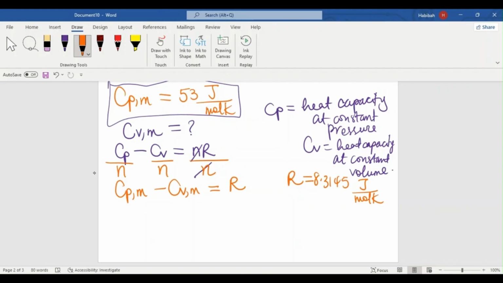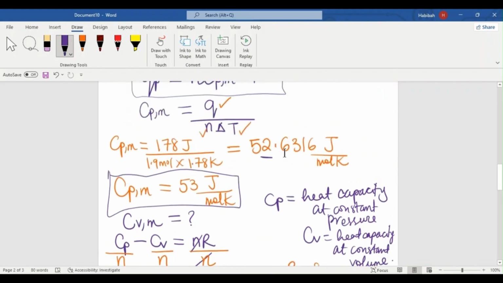So for CV,m, you just rewrite the equation. What you actually have is CV,m equals CP,m minus R. Now we know what CP,m is, we just solve for it. We know what R is, we have that to be a constant. CP,m is actually 53 joules per mole Kelvin.